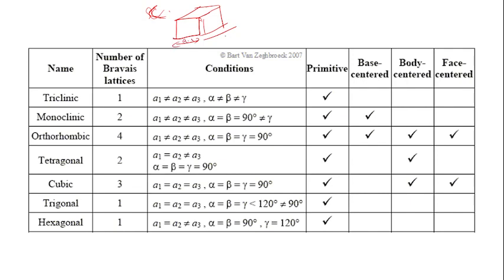Suppose this is a1, a2, a3 and the angles between them: alpha, beta, and one more angle, gamma. These are called lattice parameters.